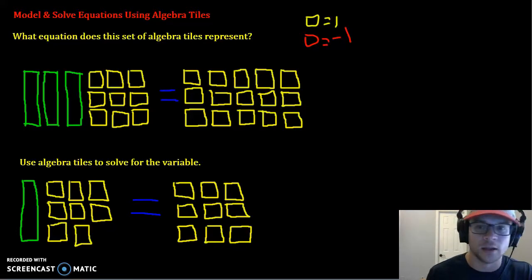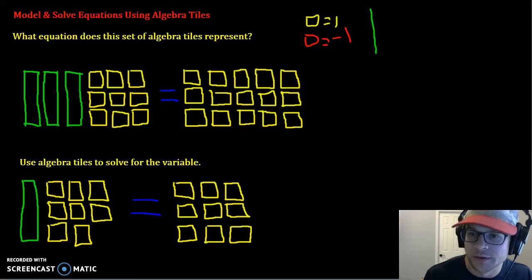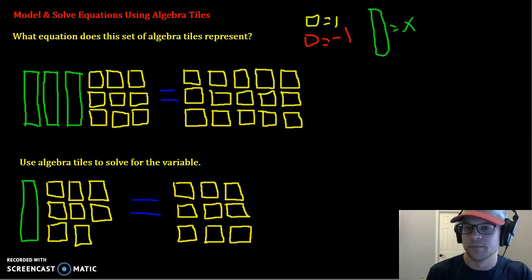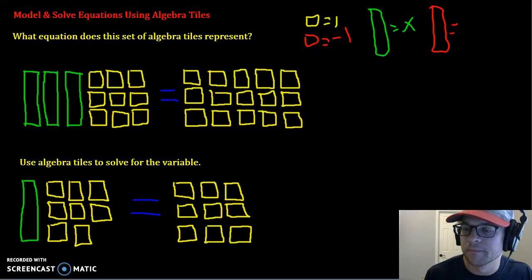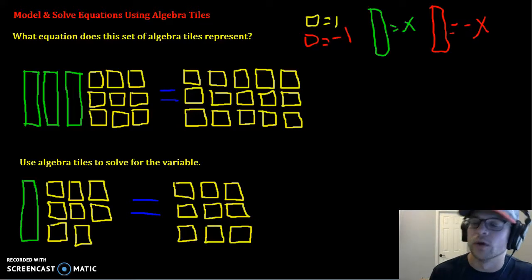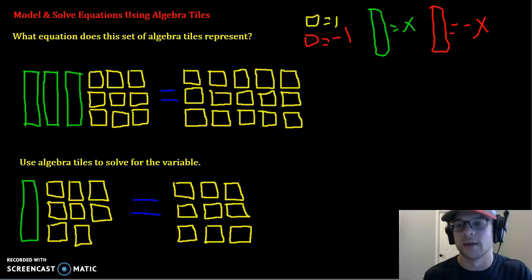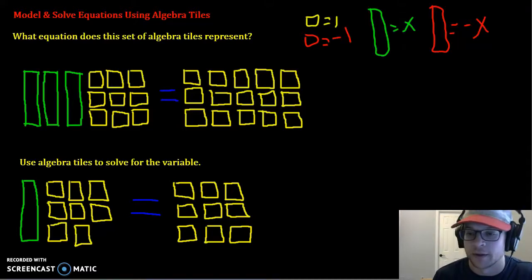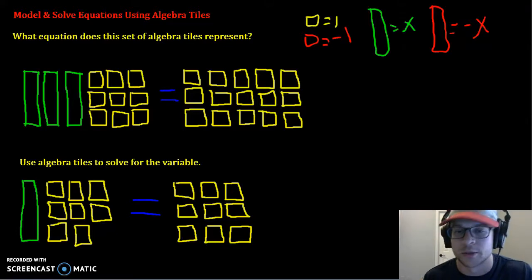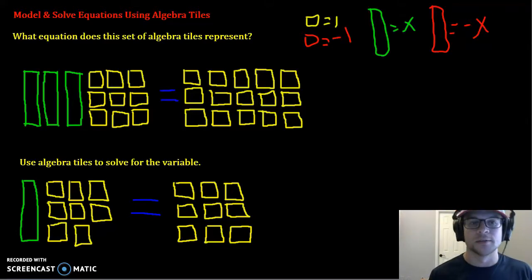The next one is the long bars, and in this color we're going to use green. This is going to represent a positive 1x. And just like we had with the squares right here, if you see the red long singular bar, that's going to represent a negative x. In the actual physical algebra tiles, they're going to be on one side or the other. So the green will be on one side, and if you flip it, red's going to be on the other. Or the yellow square is going to be the positive one, and when you flip it on the other side, it's going to be negative.